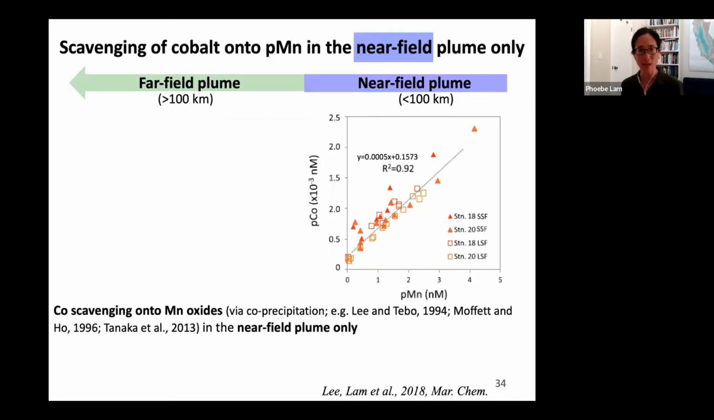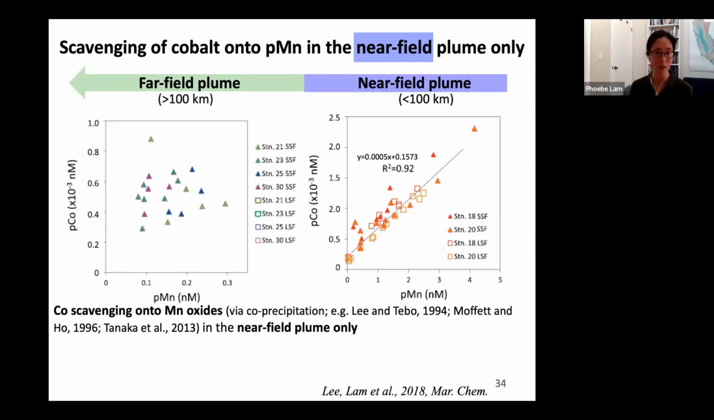The near field data, what I'm showing you here is particulate, this is just concentrations now, no speciation, just concentrations that we measure using dissolution and a mass spec. On the x-axis is particulate manganese concentrations, on the y-axis is particulate cobalt concentrations. Manganese and cobalt have been found to be very well correlated in the ocean. And indeed, we find this fantastic correlation between manganese and cobalt in the near field. And then we go into the far field and the correlation just drops away.